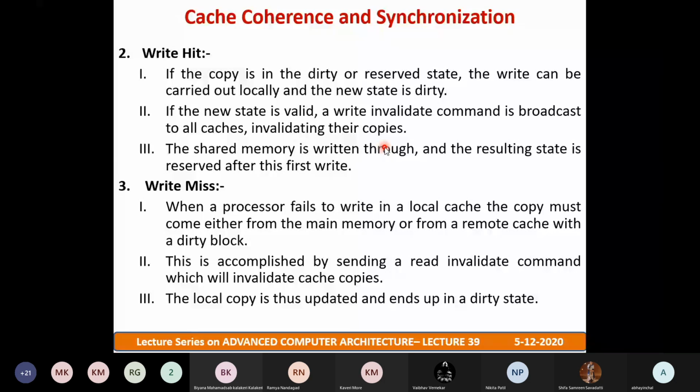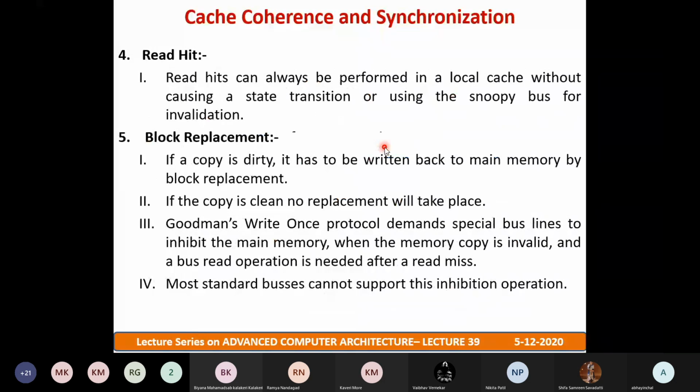Suppose, think of an example, if I want to write something, but some processor is already in dirty state. When a processor is in dirty state, it is not going to allow any other processors to write to the cache. Then it needs to take that either from the main memory or from the remote cache with the dirty block. This is accomplished by sending a read invalidate command, which will invalidate all the cache copies. The local copy is thus updated and ends up in a dirty state.